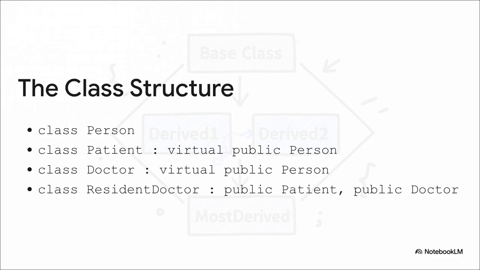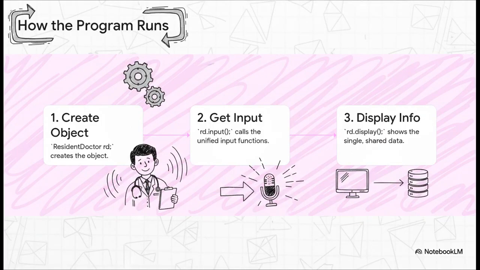And then finally, resident doctor just inherits normally from both of them, and everything gets pulled together perfectly. And check out how beautifully simple our main program becomes now. We just create our resident doctor object, we call a single input function, and now the compiler knows exactly which input person method to use because there's only one. And the same thing for display. It finds the one and only display person function and shows our unified data. It's clean, it's simple, and it just works.